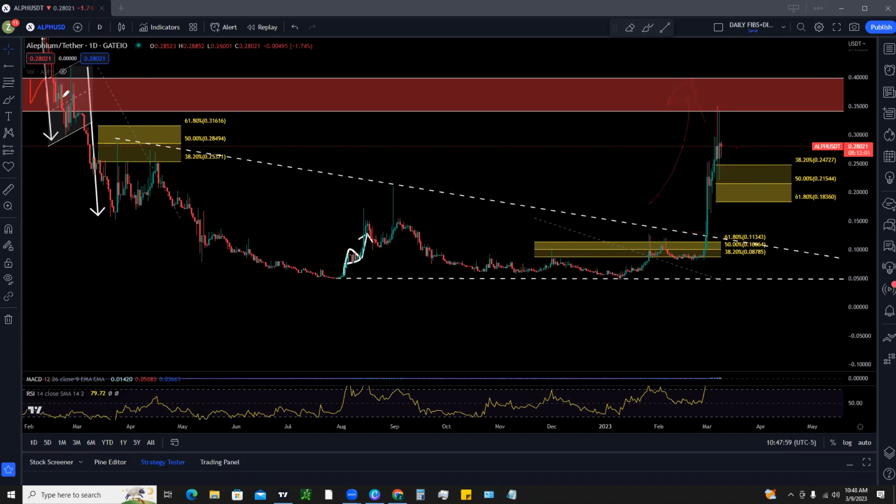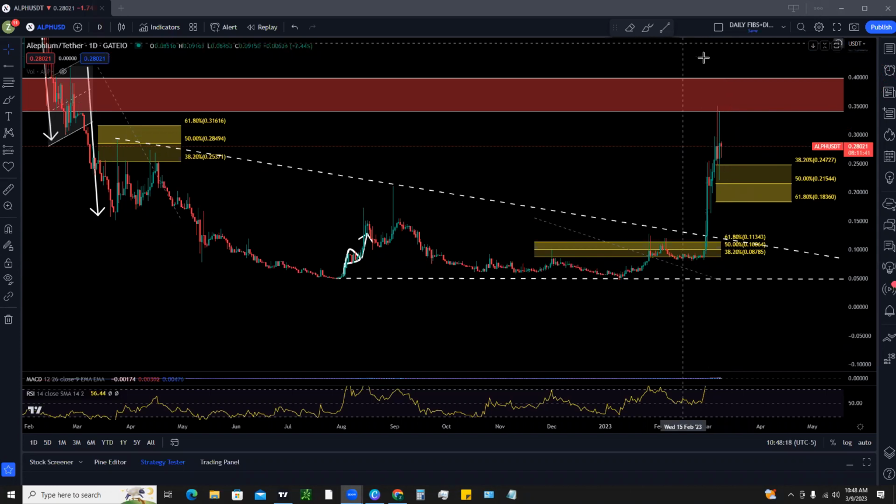Now, this is our supply zone from the past. It's an area where we consolidated in this region, and then we broke down below, retested it, and pushed down lower. So this is our major area of resistance, essentially, which is going to be about 0.34 all the way up to about 0.40. That is our big overhead supply zone.